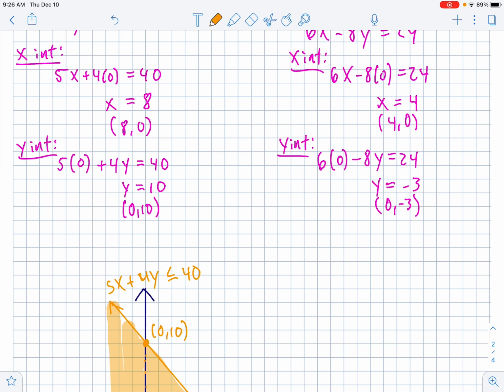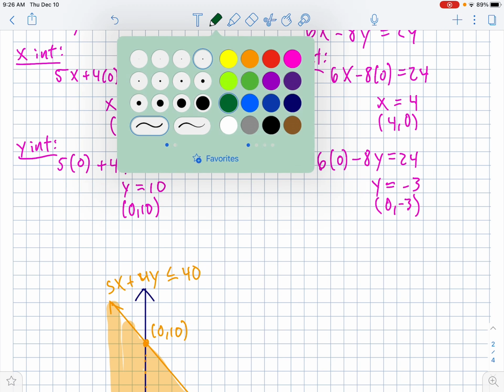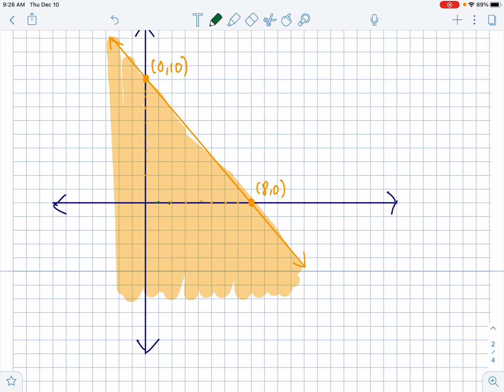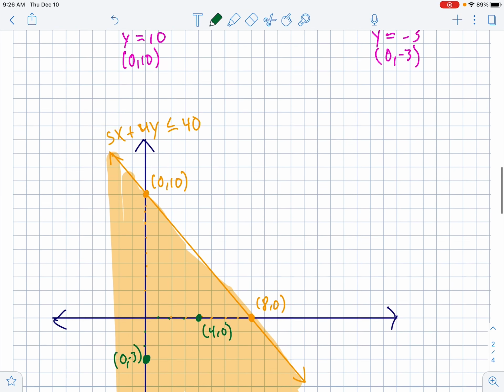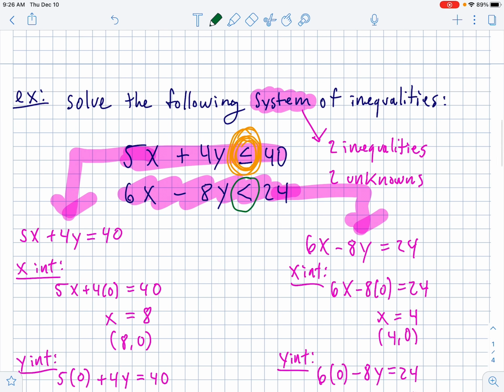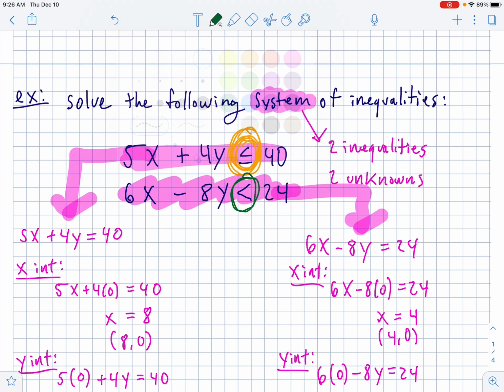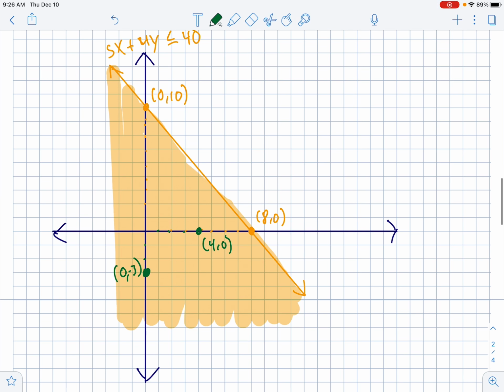Yeah. The next one, the x-intercept is (4, 0), and the y-intercept is (0, negative 3). So let's go green. (4, 0) and (0, negative 3). So 1, 2, 3, here's 4. And then negative 3. (0, negative 3) is right here. Now, because this symbol is not an or equal to, I'm going to have to switch to my dashed line that goes through these. So let's see.